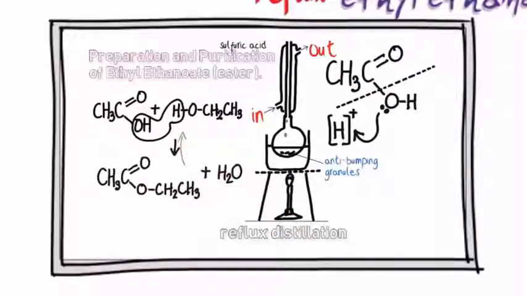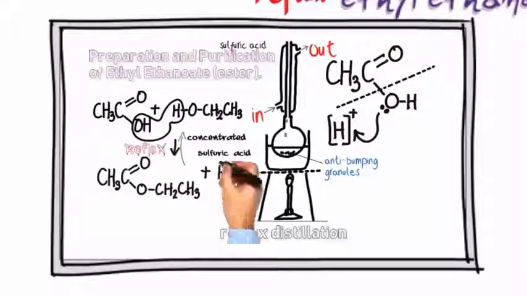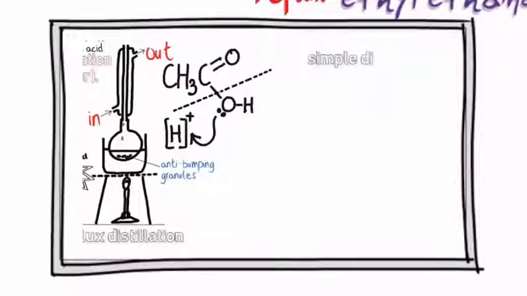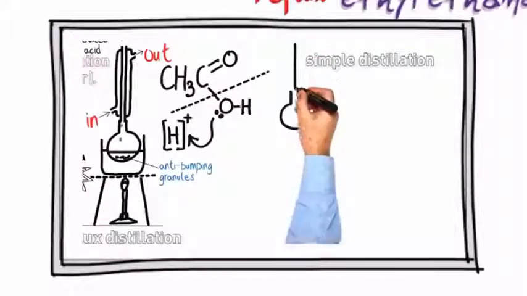It's important to note that this reaction is a reversible reaction. And the concentrated sulfuric acid, as well as being a catalyst, is a dehydrating agent. By removing the water, a product of the reaction, it prevents the reverse reaction and gives a higher yield of product. After refluxing for about 20 minutes, you're then ready to isolate the impure product, the ester. You still have anti-bumping granules in the round bottom flask.